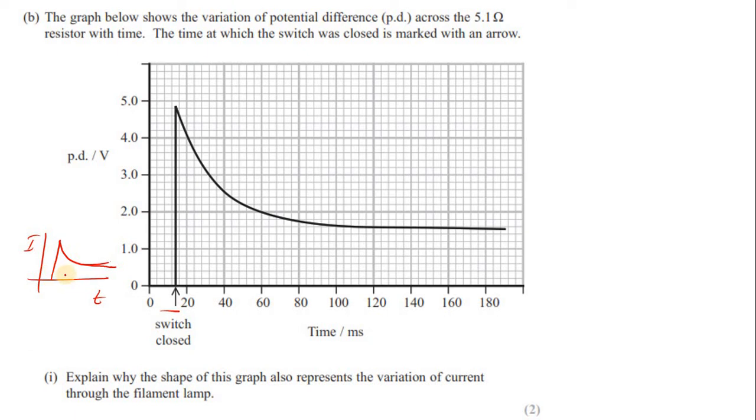The reason is because we are using a constant resistor. This 5.1 ohm is a fixed or constant resistor. That means according to V equal to IR, R is constant and Ohm's law says V is proportional to I, or I is proportional to V. Both are proportional, so they have the same behavior. That's why the shape or behavior of current will be the same as the voltage one.